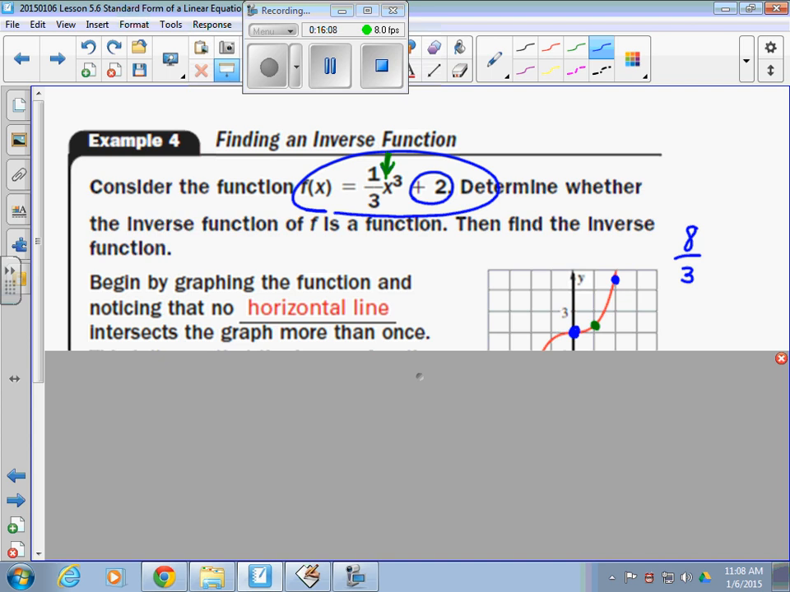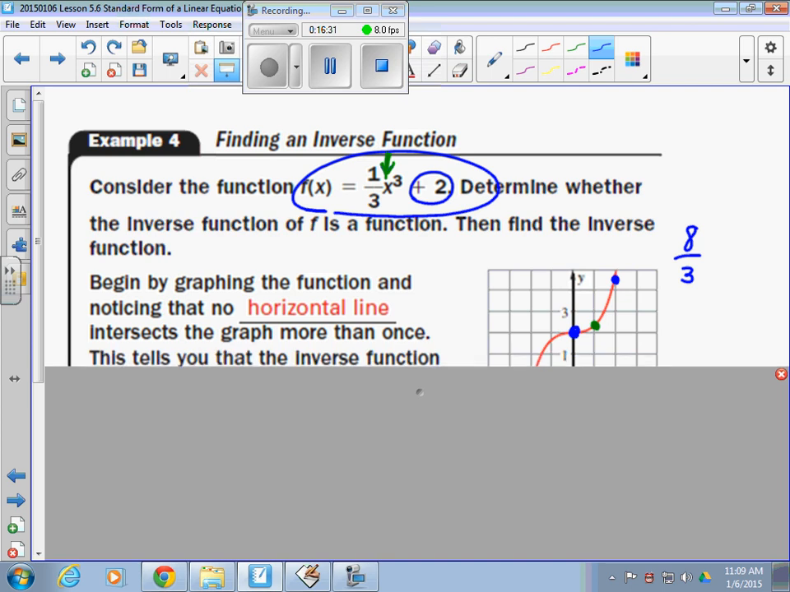So if you were to graph that, and I know that sounds goofy to do, but that's just plugging in simple numbers like 0, 1, and 2. If you plugged in -1 and -2, you're going to get something that goes the opposite way. -1 times -1 times -1 is -1, and then 1/3 times that is -1/3 plus 2 is going to be 1 and 2/3. So that point right there.